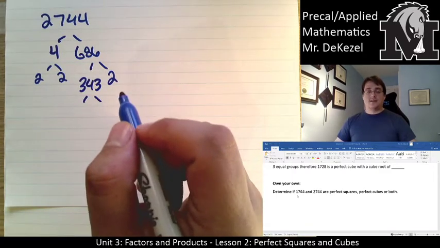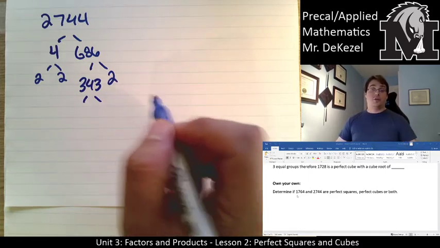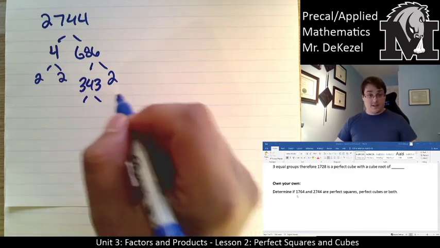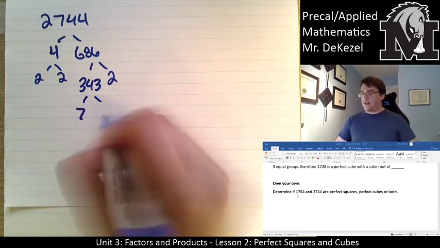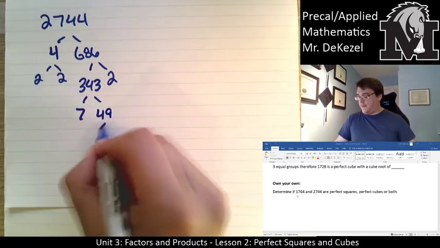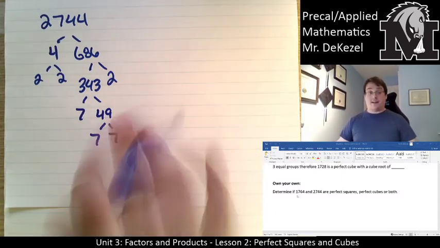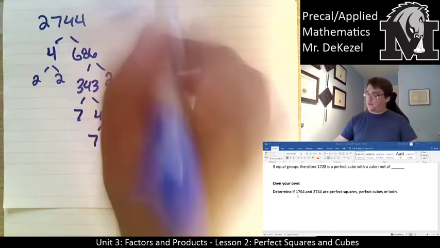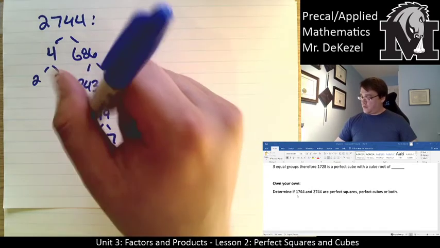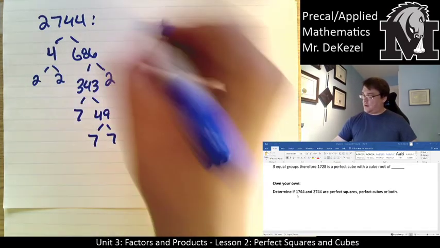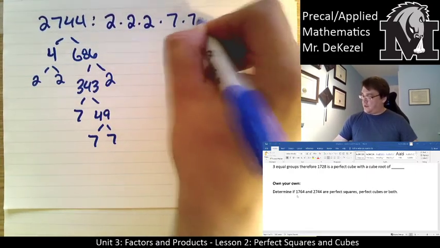343 is divisible by 7, and I know that because I'm familiar with 7 cubed. 7 times 7 times 7 is 343. It's just a number that jogs my memory. So I go 7 times 7 is 49. That's a prime factor, and 7 times 7 can be written there. So those are all prime factors. I can then write that as a set of prime factors. I've got 3 2s and 3 7s. So 2 times 2 times 2 and then 7 times 7 times 7.